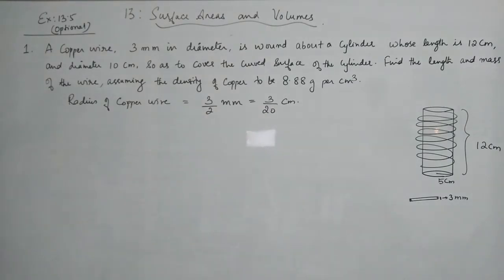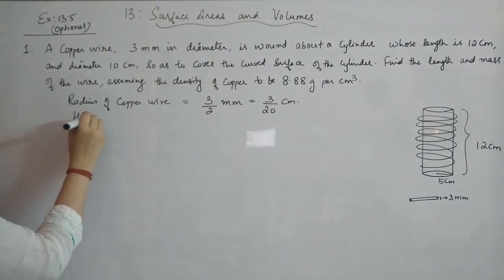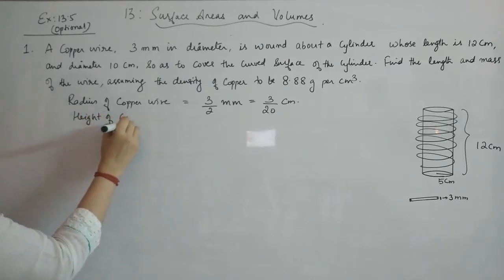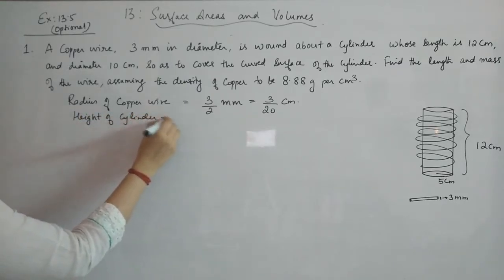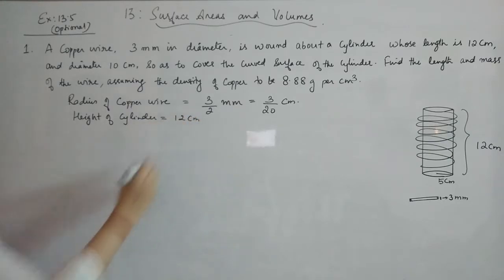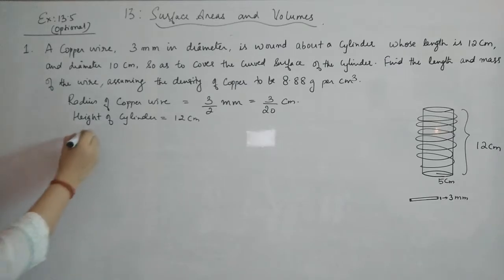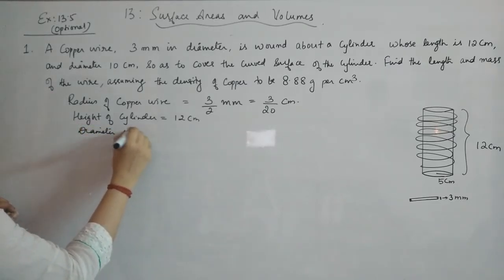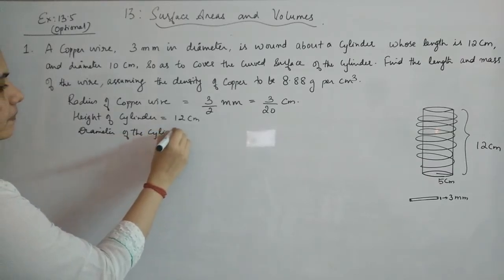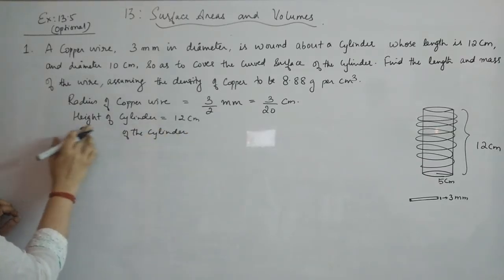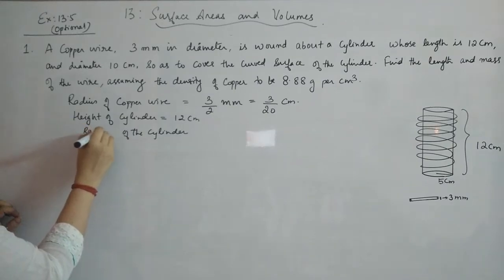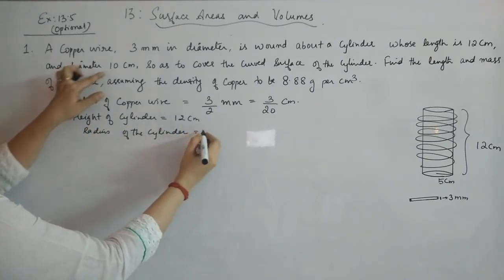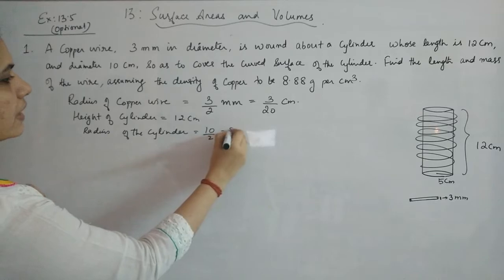Then the height of the cylinder is given to be 12 centimeter. Again, the diameter of the cylinder is given, so we will just write the radius of the cylinder. The radius of the cylinder will be 10 by 2, which is 5 centimeters.